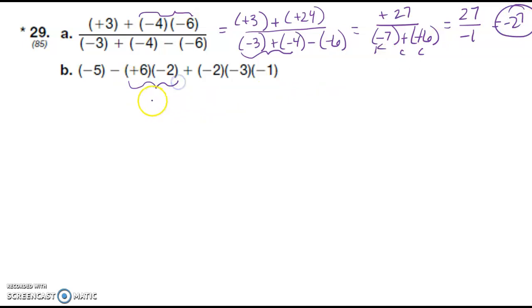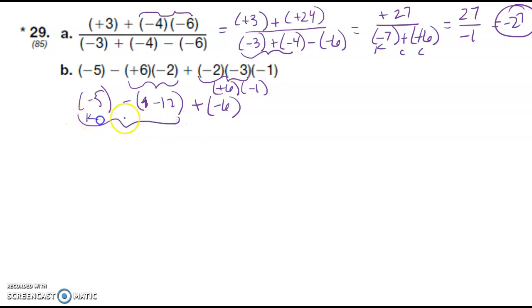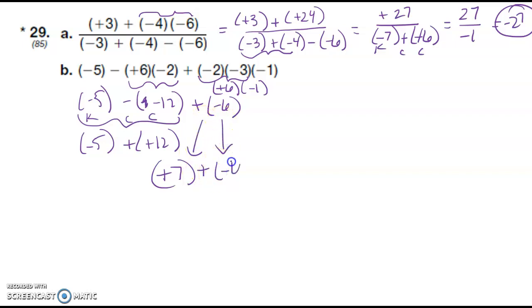And here, so this is -5 minus -2 times positive 6 is -12 plus. So this is positive 6 times -1, which is going to give me -6. And then I just go left to right. So this is keep change. -5 plus positive 12, which gives me positive 7. This comes down. This comes down. It's going to be positive 1.